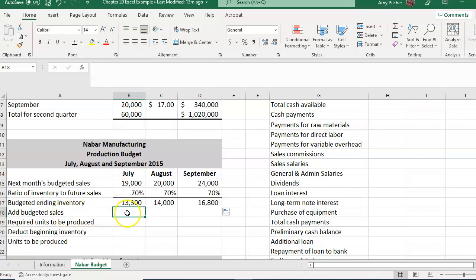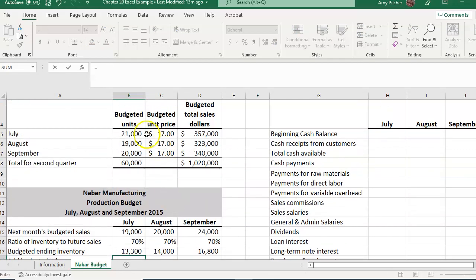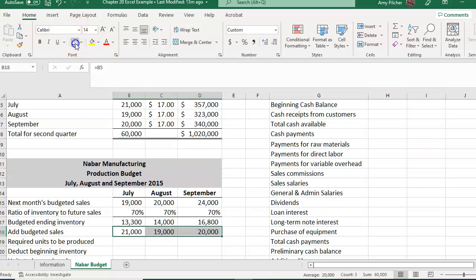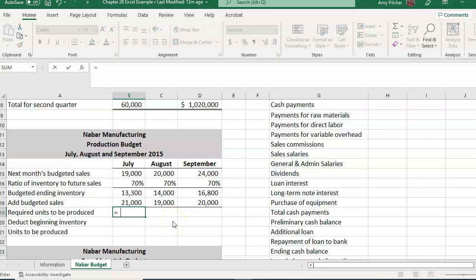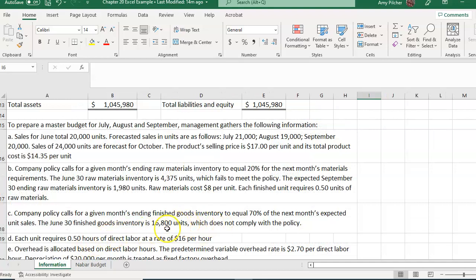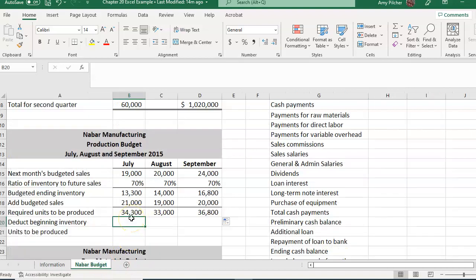And then I need to add our budgeted sales for the month. So our budgeted sales for July are 21,000, for August 19,000, and for September 20,000. So if we add our budgeted ending inventory plus our budgeted sales, that gives us the total required units to be produced. We can carry that formula across. And now I want to deduct beginning inventory. So my beginning inventory for July will be my ending inventory for June. So it tells me that I have 16,800 units. So let's put 16,800, and I'm going to put them as a negative number.